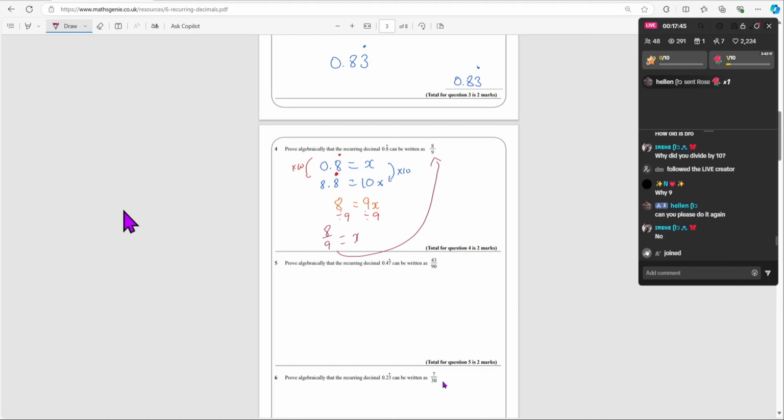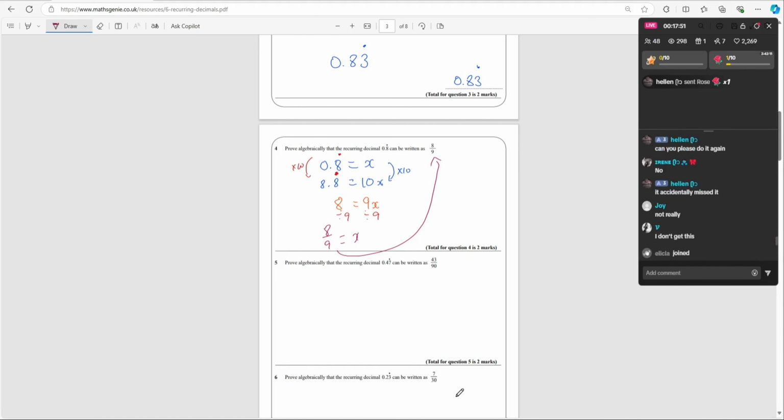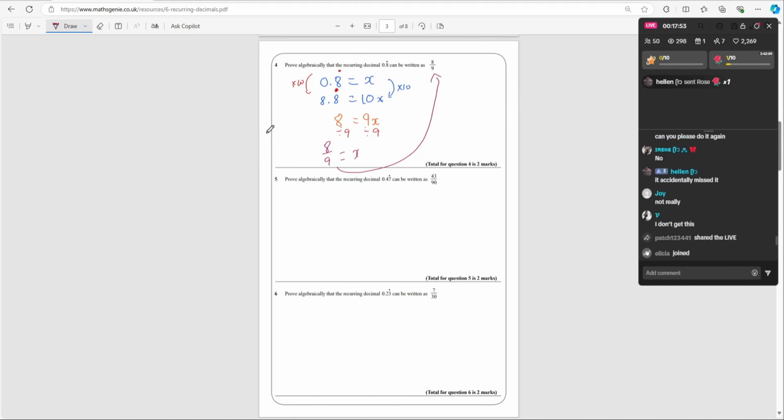Why is it 9? So I'll go for another example. Let's go through question number 5. They're pretty similar questions. So we know that 0.47 recurring, we need to prove that it can be written as 43 over 90.